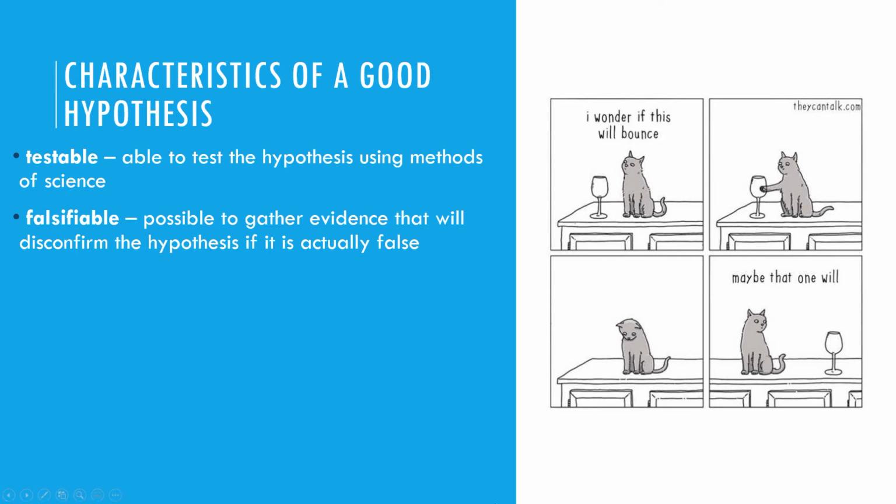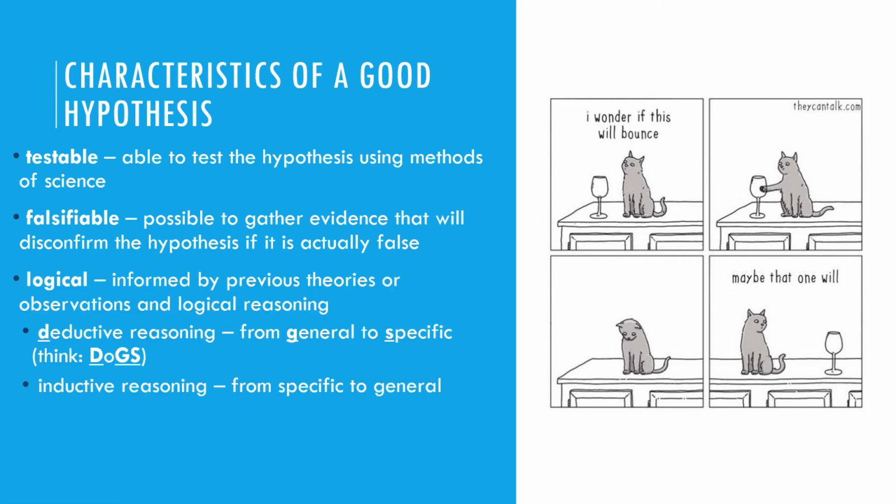Second, a good hypothesis must be logical. As described above, hypotheses are more than just a random guess. Hypotheses should be informed by previous theories or observations and logical reasoning. Typically, we begin with a broad and general theory, and we use deductive reasoning to generate more specific hypotheses to test based on that theory. Occasionally, however, when there is no theory to inform our hypothesis, we use inductive reasoning, which involves using specific observations or research findings to form a more general hypothesis.